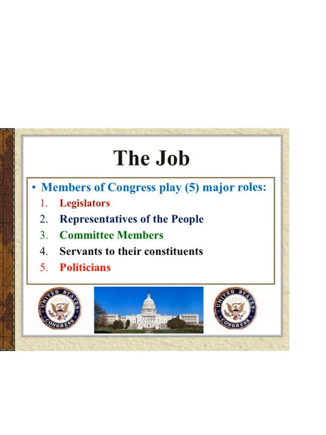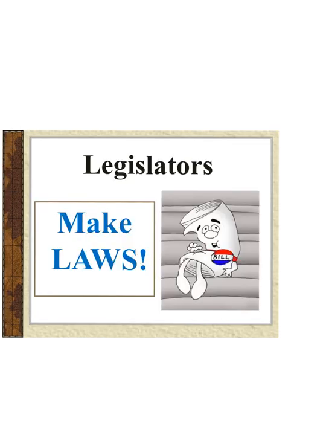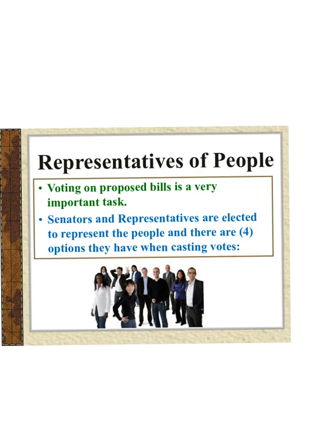The job. Members of Congress play 5 major roles: legislators, representatives of the people, committee members, servants to their constituents, and politicians. As legislators, they are responsible for making laws. It's the most important responsibility they have in Congress. As representatives of the people, they vote on proposed bills, and they must take this very seriously. It's an important task.